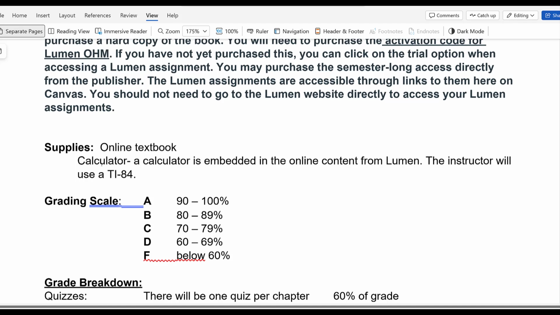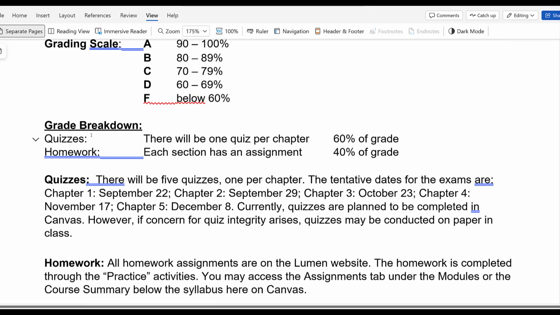So we'll have the online text and then a calculator. I like to use the TI-84. There are also embedded calculators with Lumen, and there are also online calculators like Desmos.